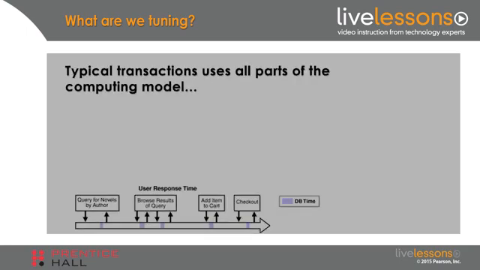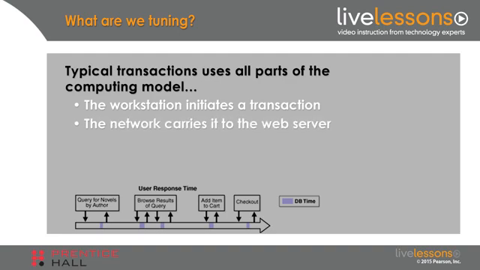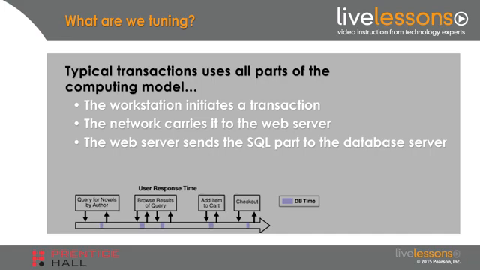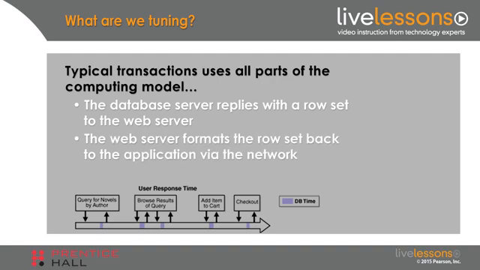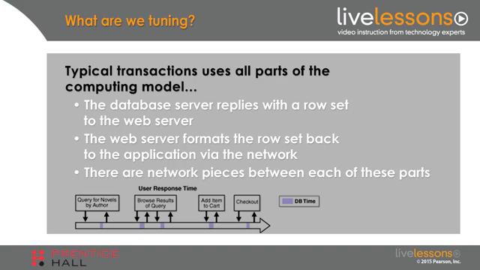A typical transaction uses all the parts of this model. Okay, the workstation initiates a transaction, the network carries it to the web server, which strips out the SQL statement and sends it to the database server, which processes the SQL statement and returns a row set to the web server. The web server then formats it to the way that the application is requesting it, be it a PC-based application, be it a web-type application. There's also network time associated with each of these parts. What we're tuning here is just the database time, the time that you see in the gray boxes, but just to keep in mind, there's a lot involved with application response time.